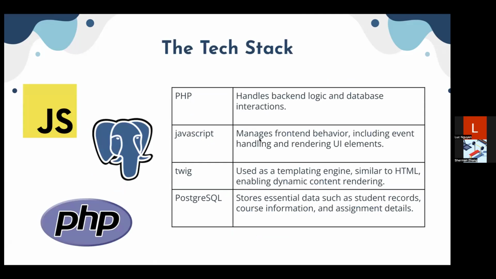Before we go into the code base itself, we needed to figure out the tech stack. After doing a bit of digging around on the project, as well as on its GitHub and its documentation, this is what we found. First we have PHP, which was used to handle the backend logic and database interactions. Next, we have JavaScript, which managed the front-end behavior and did things like event handling and rendering the UI elements. Next, we have Twig, a templating engine very similar to HTML, which was used for content rendering. And finally, we have PostgreSQL, which was used to store data such as student records, course information, and assignment details.